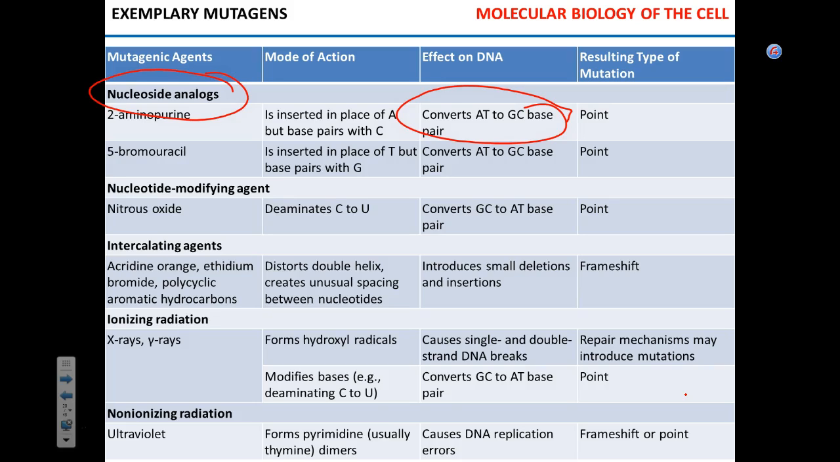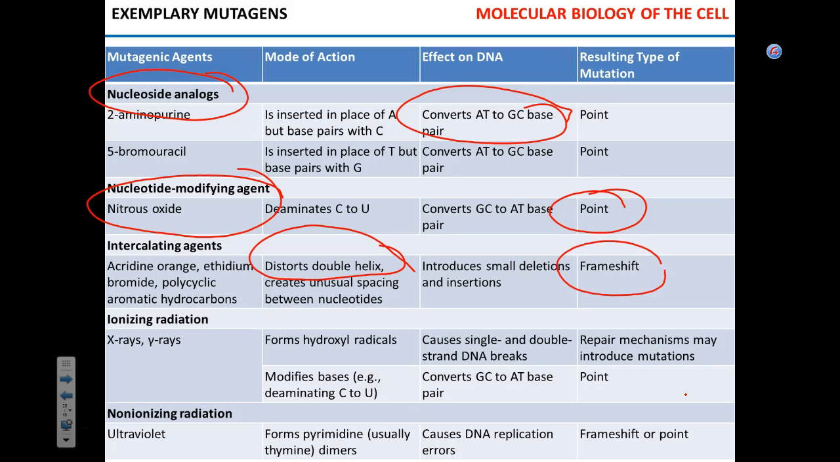What if you change the structure of the nucleotide using an agent like nitrous oxide or nitrous acid? Again, you introduce the point mutation. Intercalating agents that we have discussed just a few minutes ago change the structure of the double helix, which leads to insertions or deletions during replication or transcription, which leads to frame shift mutations. Okay. And finally, ionizing radiation.